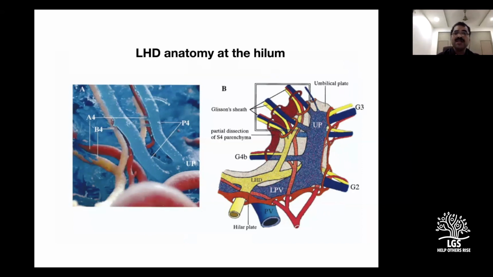So the segment 2 and 3 bile ducts join to form the left hepatic duct, and the left segment 4 duct has many variations, and it may join at different locations, and depending upon that there are many variations, which I may discuss in the next topic.